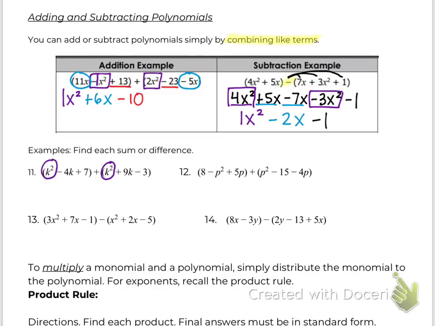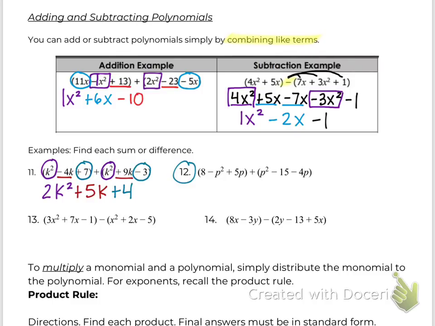So number 11, notice it's a plus sign, so I don't have to distribute anything. I'm just going to collect like terms. k squared plus k squared is 2k squared. Negative 4k plus 9k is 5k. And then 7 minus 3 is 4.